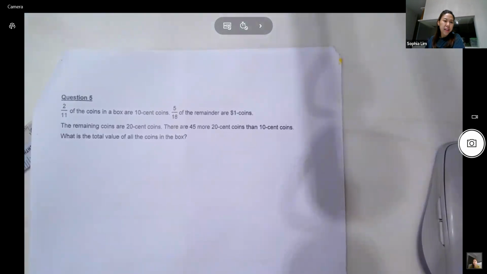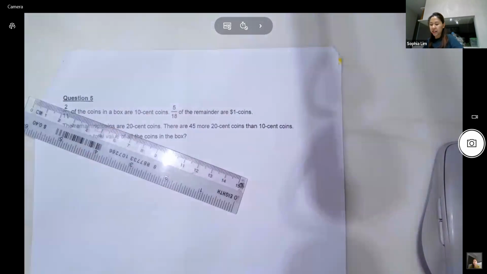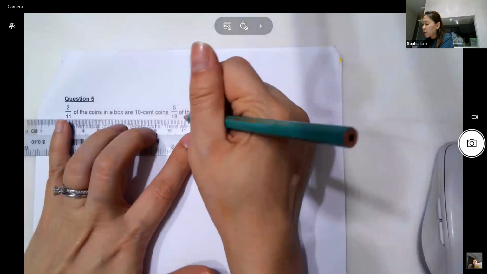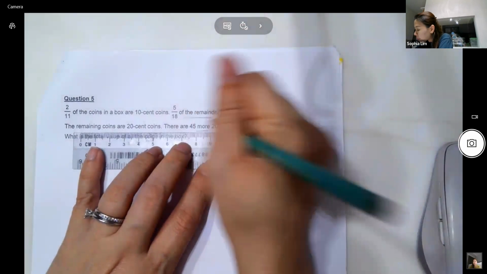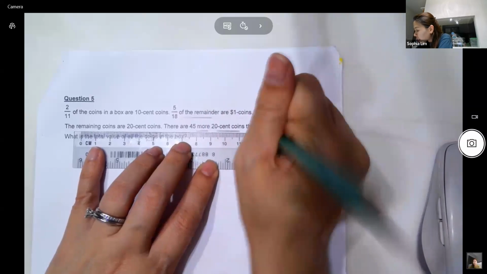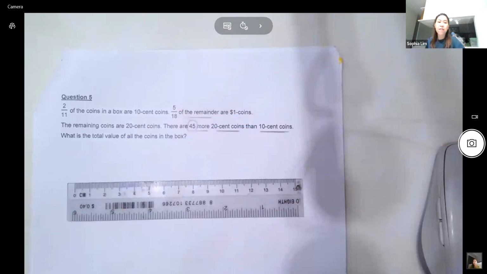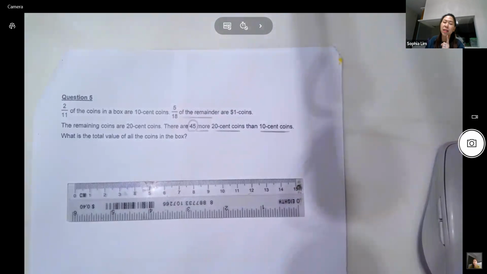2/11 of the coins in the box are 10-cent coins. 5/18 of the remainder are $1 coins. The remaining coins are 20-cent coins. There are 45 more 20-cent coins than 10-cent coins. Take note, they are comparing 20 cent with 10 cent, and there's a number 45 here. So you know later you're going to use this number 45 to link with the number of units. What is the total value?